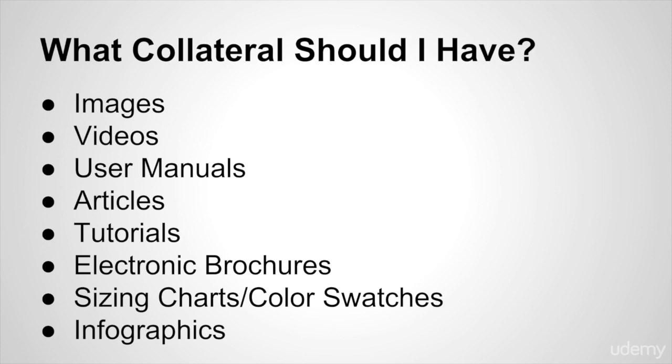Also, articles, these are ones that you'll be writing. Oftentimes you can actually write articles based on information you find in your supplier user manuals. Also, tutorials, tips and tricks on how to do things and explanations of how things work make a really good source of marketing collateral. Electronic brochures about your products and topics related to your products are handy.